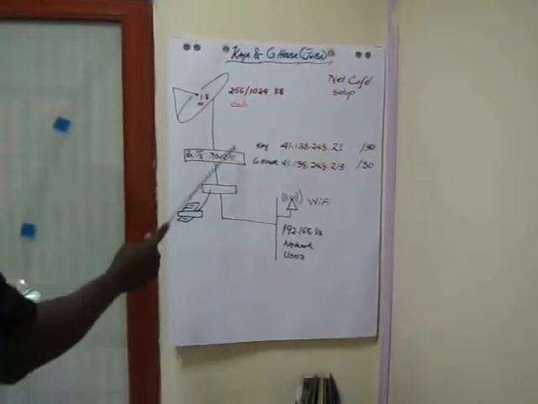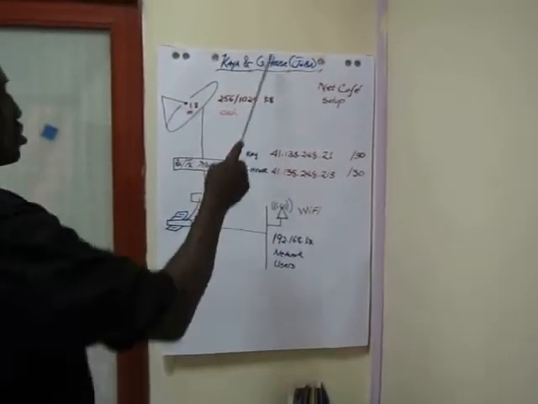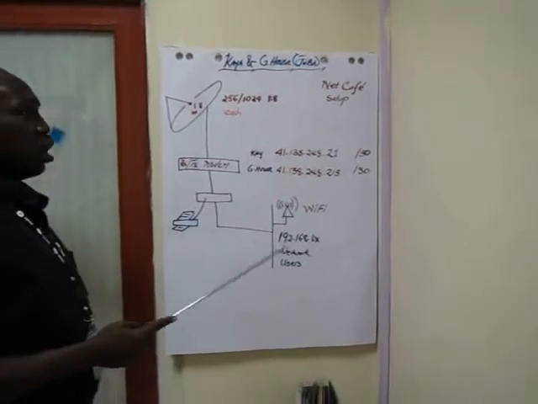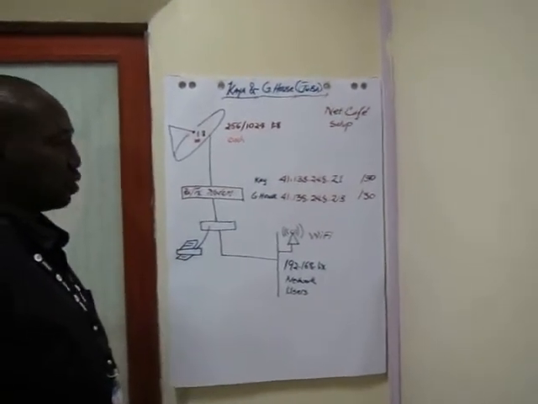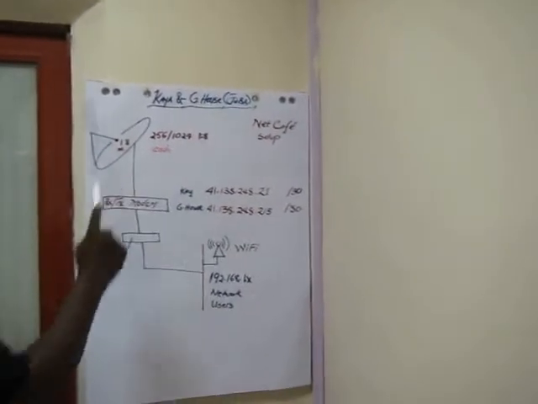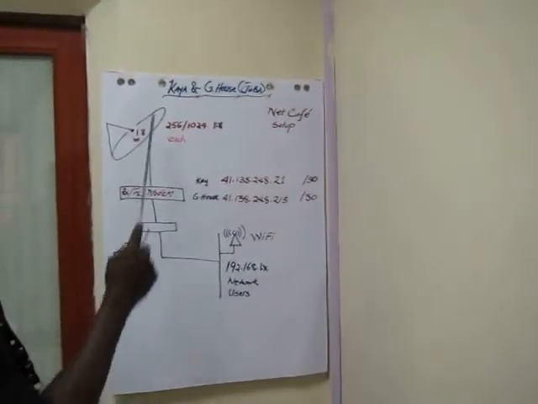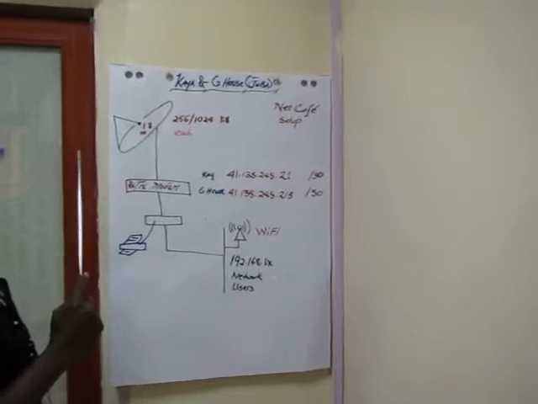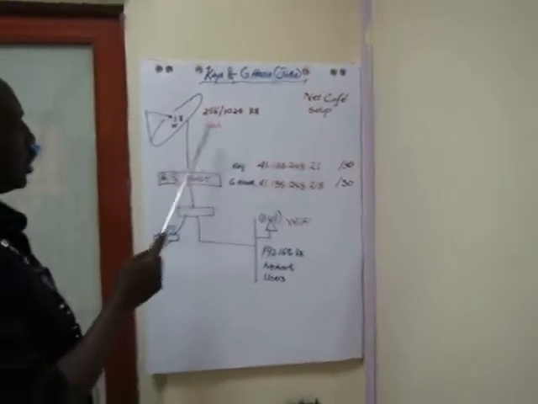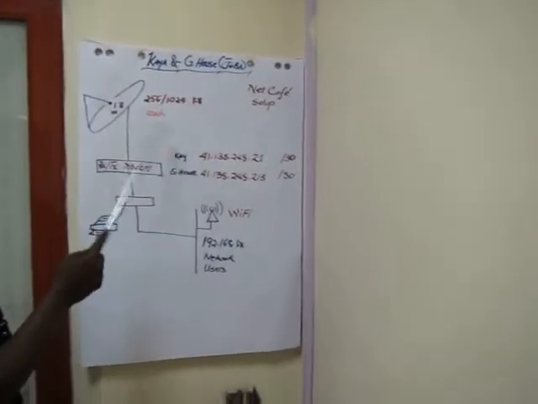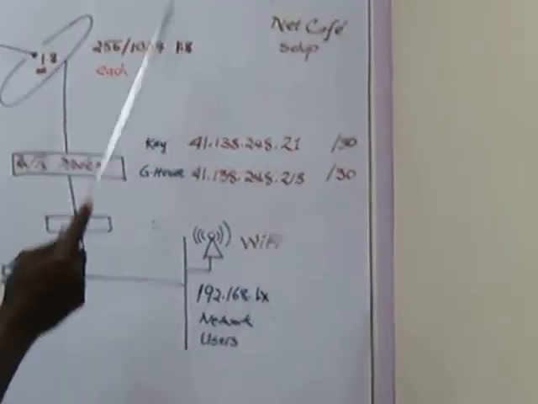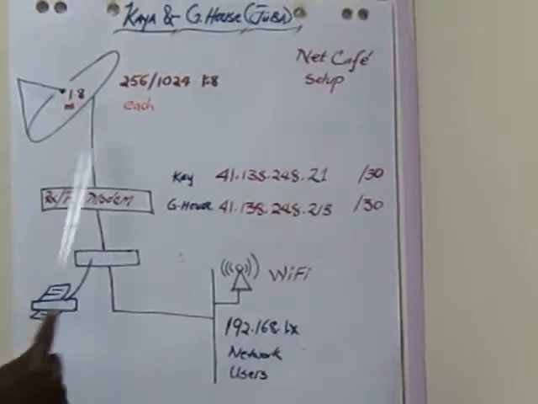Let's go to Kaya and the Guest House. The Guest House is mentioned because it serves as our fallback office in case security wouldn't allow us to come to the office. People will be able to work from there. So here we have Kaya and the Guest House. They have the same setup, a 1.8 meter dish for each, and the same bundles for each, 256 and 1024, with 1 to 8 contention each.